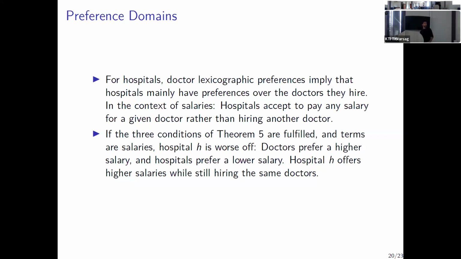And so even if we impose such a condition, we are in a setting in which it's not obvious that the hospital will accept to offer such a salary. Because if he knows that he will hire the same set of doctors, he will never have the incentive to offer a higher salary.